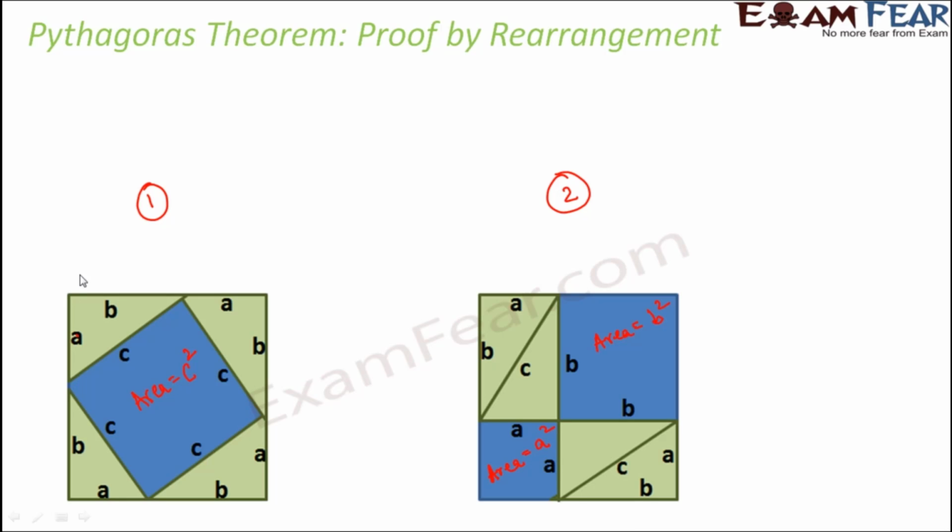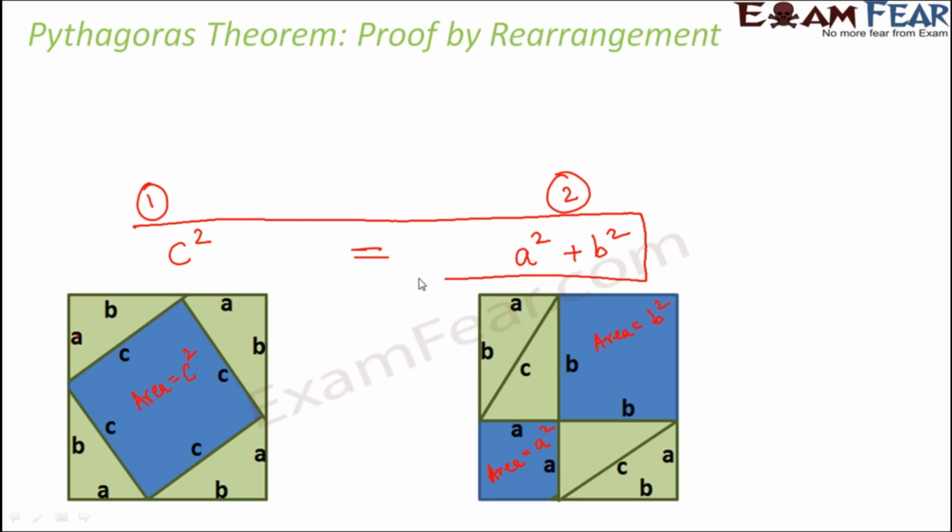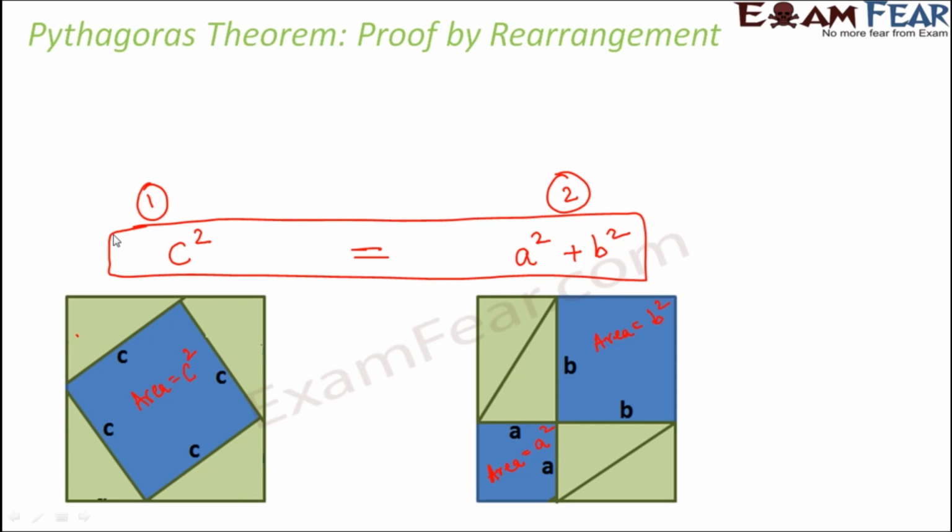So that basically means that the area of the blue region here would be equal to C square. And the area of the blue region here would be A square plus B square, because this area plus this area. And as per our logic, this blue area should be equal to this blue area. That means C square should be equal to A square plus B square. And this is exactly what Pythagoras theorem is. Right? So basically we have proved that C square, which is nothing but the hypotenuse square, is equal to the square of the other 2 legs. So that's the Pythagoras theorem.